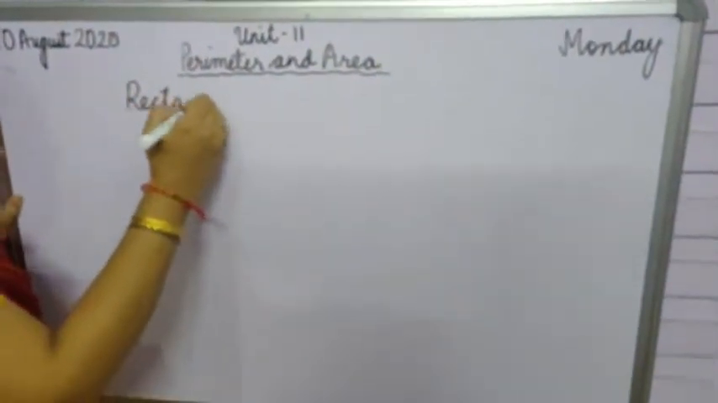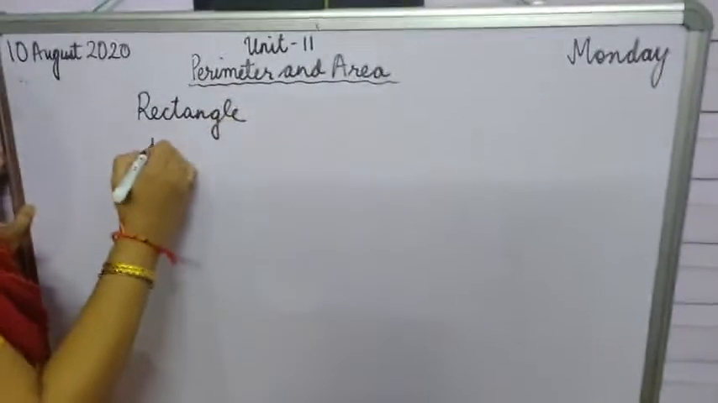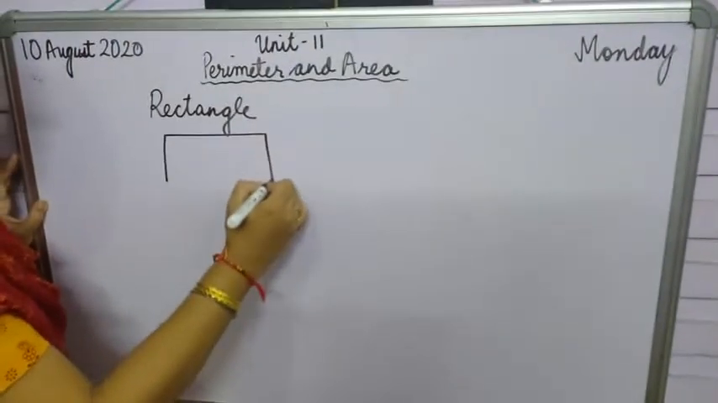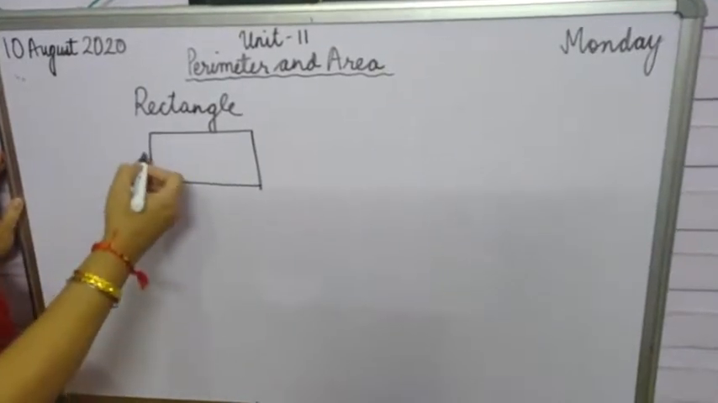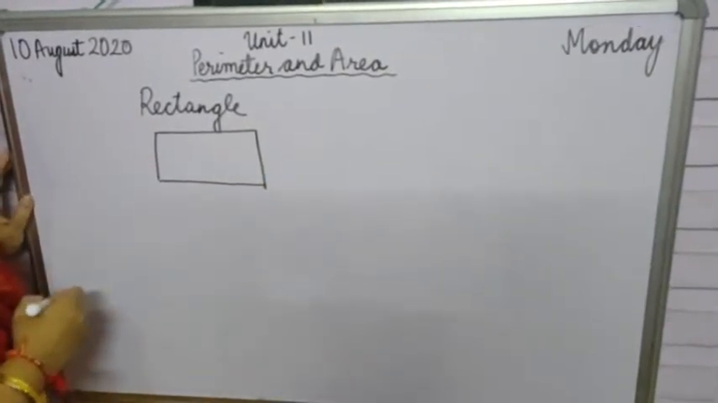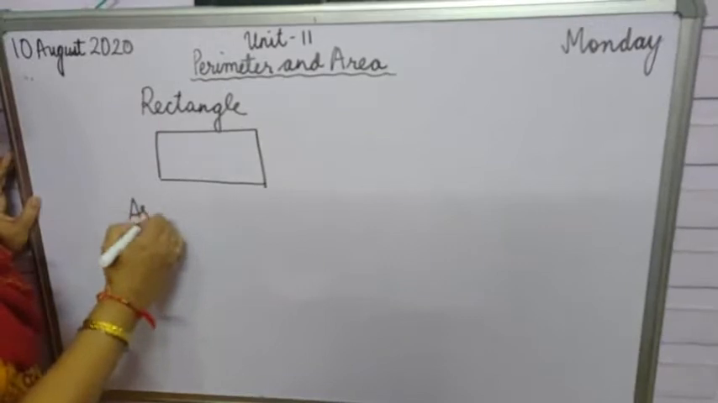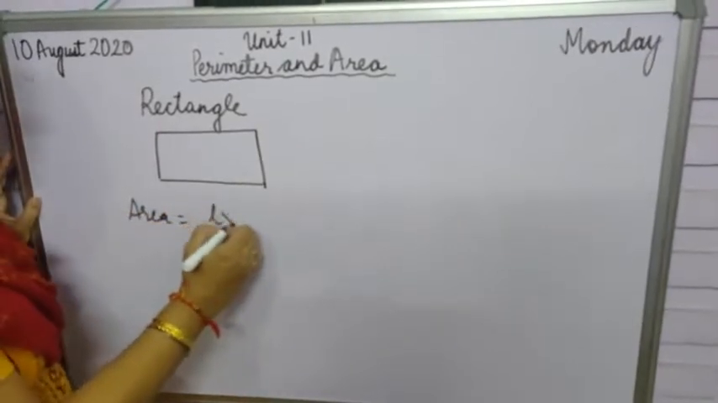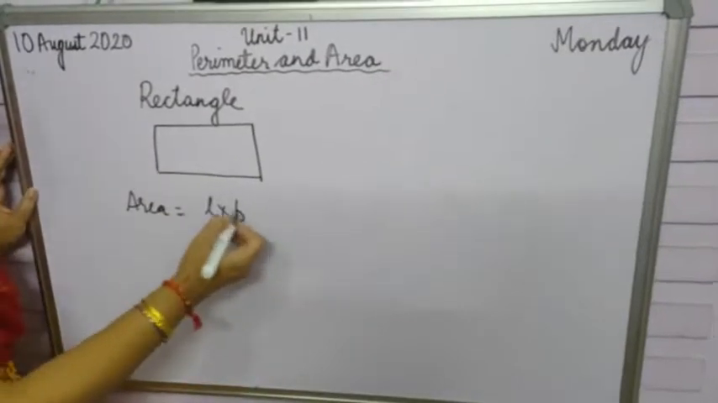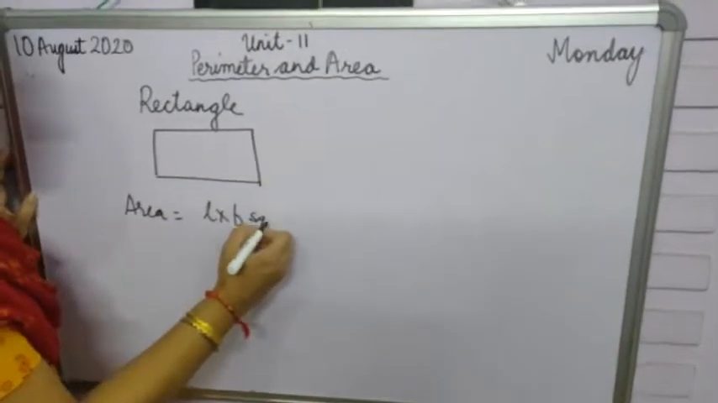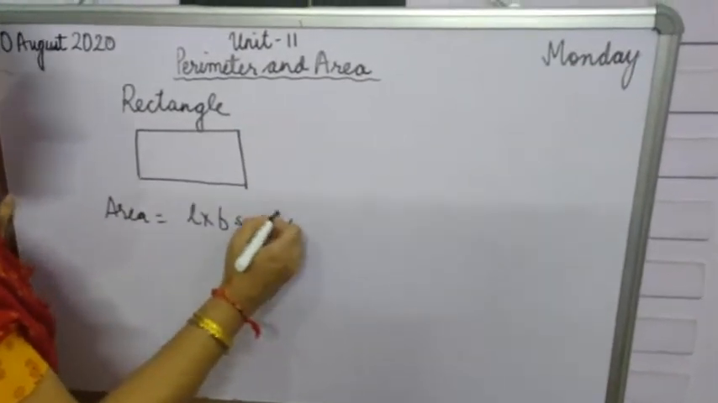If we talk about rectangle, then rectangle is a four-sided closed figure. It's a four-sided polygon where opposite sides are equal and parallel. If we talk of its area, then area of rectangle can be calculated using the formula length multiply breadth, and it is always in square units.